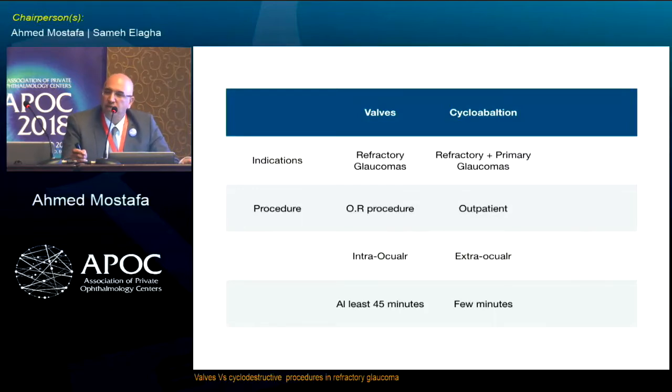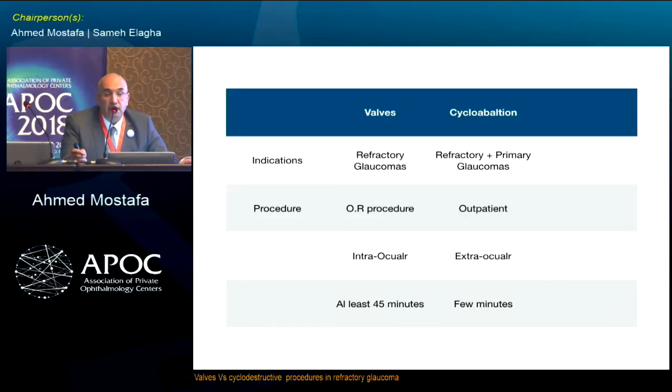And then for the cycloablation, it's an outpatient procedure. We teach the residents to do it in the outpatient clinic. Valve is an intraocular procedure. Diode is an extraocular procedure. It doesn't need so much skill. With the valve, the most talented surgeons will take 45 minutes. The most talented surgeon. And then think about the average surgeon, who might take like 2 hours in putting a valve.